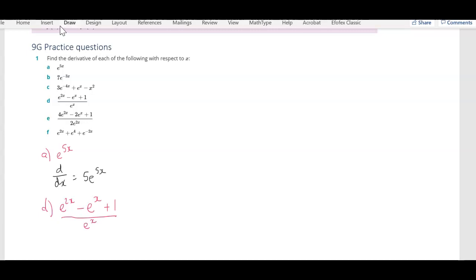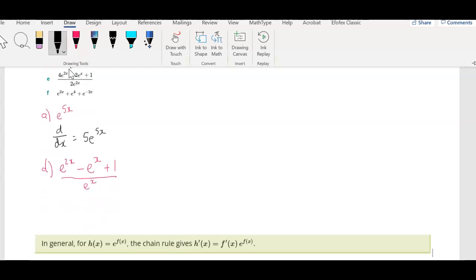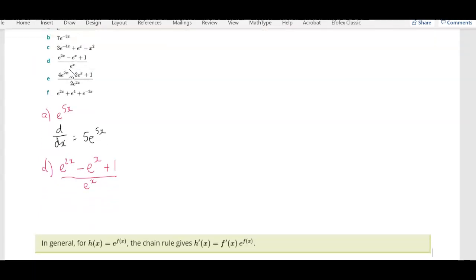plus 1, just make sure I've written that because I think I was getting mixed up with another one, and e to the power of x. Now remember, when you've got a power on your denominator, if you want to bring it up to your numerator, it just becomes a negative power. So e to the negative x, and then we're multiplying everything on the numerator by e to the negative x, but I'm just going to put it in brackets first so you can see what I'm doing.